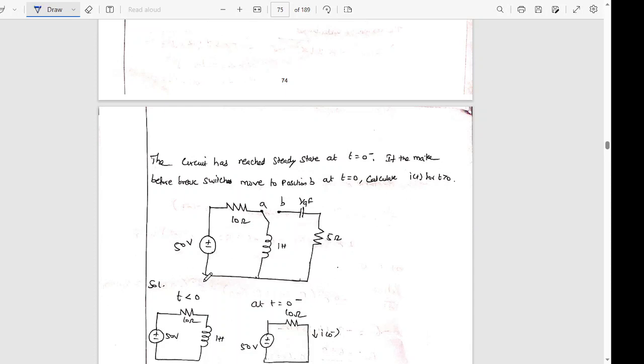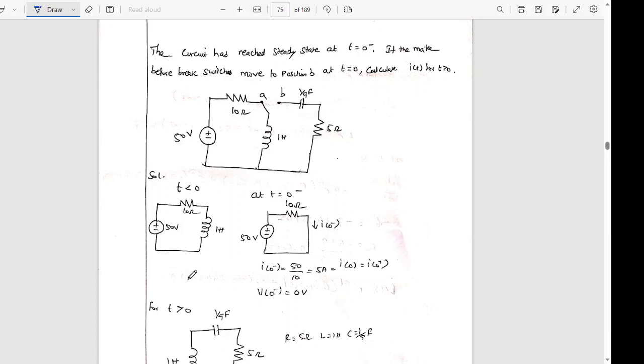It will go to position B. It means before that it will be in position A for a long time. If it is in position A for a long time, the inductor will act as a short circuit, so I can find out the current flowing through the inductor at steady state. Steady state time we take as t equal to 0 minus. So I of 0 minus equal to 5 amperes. V of 0 minus equal to 0 volt.